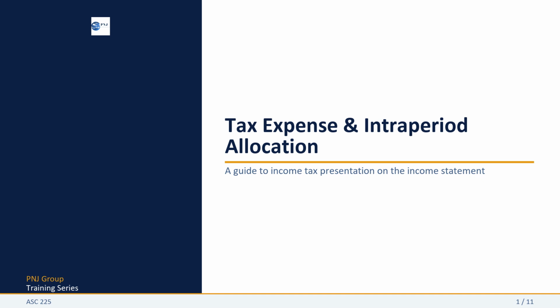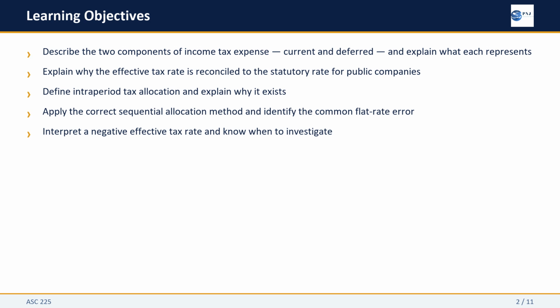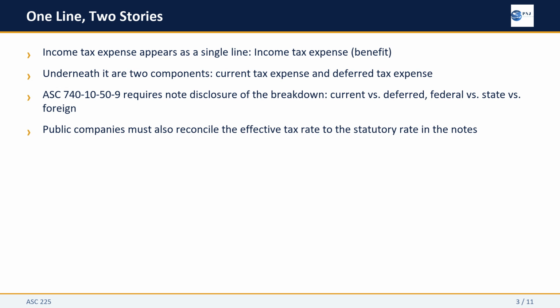Today we go inside the income tax line, one line on the face that conceals significant complexity, and examine how tax is allocated across the components of income and equity. By the end of this section, you will understand current versus deferred tax expense, the ETR reconciliation requirement, what intraperiod tax allocation is and why it matters, how to apply the correct allocation sequence, and what a negative ETR is signaling.